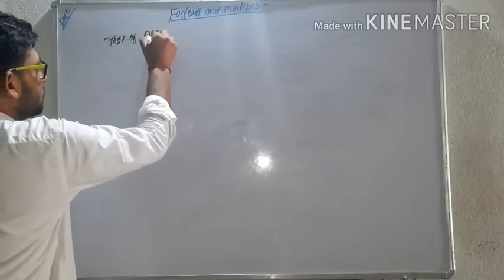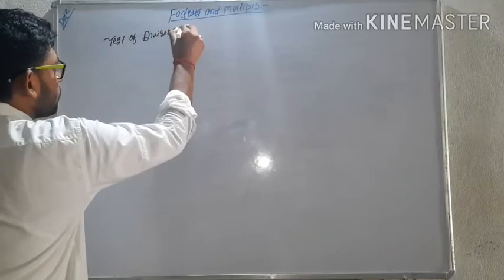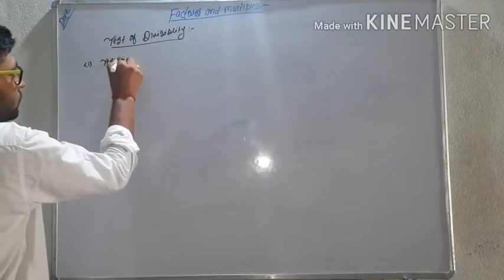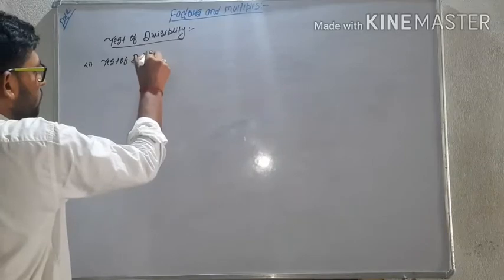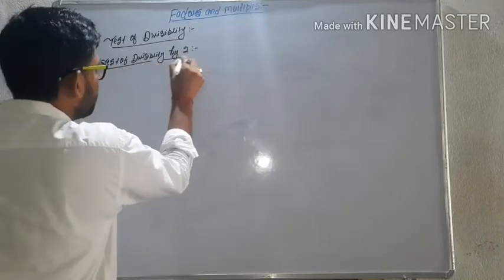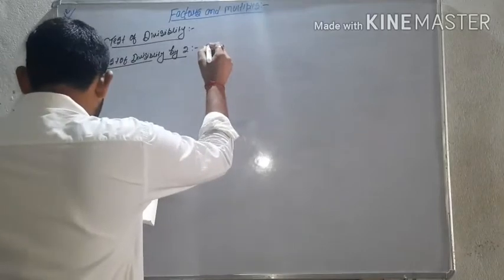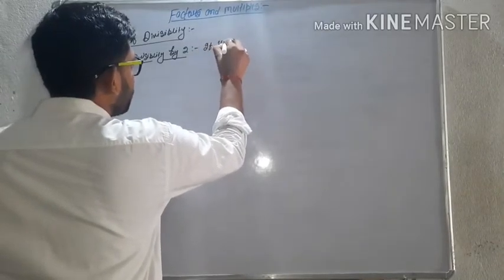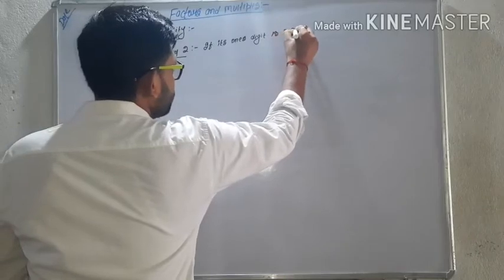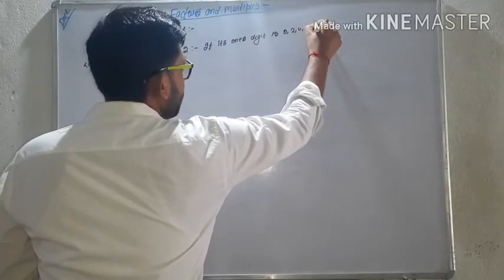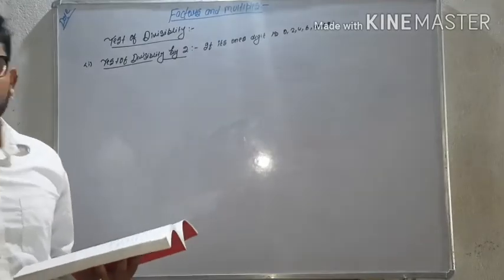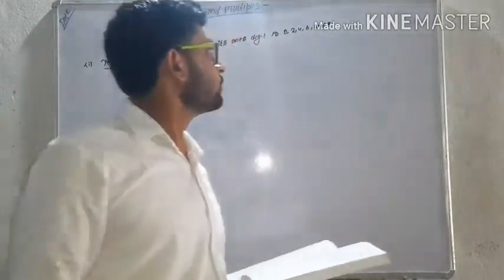Type of divisibility. Now, for divisibility by 2, that means if the unit digit is 0, 2, 4, 6 or 8, the number is divisible by 2.